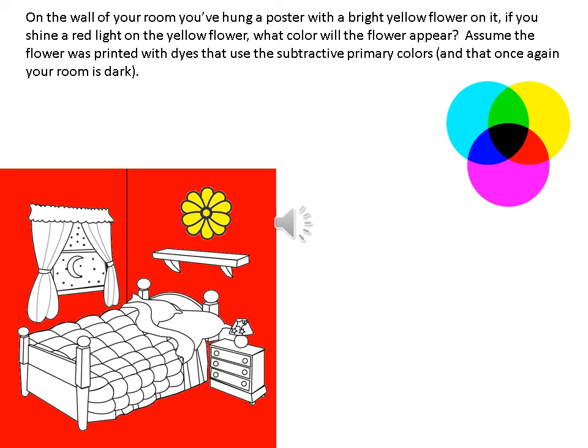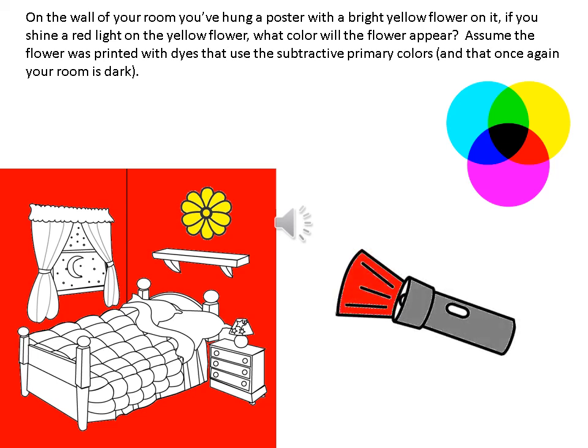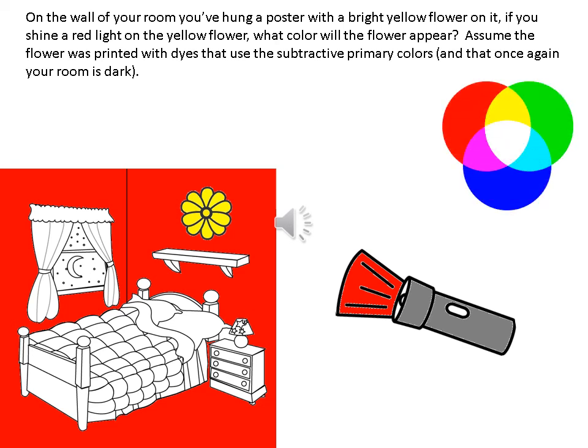And once again, although the yellow poster was printed using dyes that used the subtractive color chart, we're shining red light on it, so it will be much easier for us just to stick to the additive color chart to answer this question. We're going to go ahead and circle the colors that will reflect back red light, and they are magenta and red and yellow. And so yellow is there. Yellow will reflect back red light. But notice that yellow is made by combining both red and green light, and we are only shining a red light on it. So the color that will be reflected back to us is the color red.